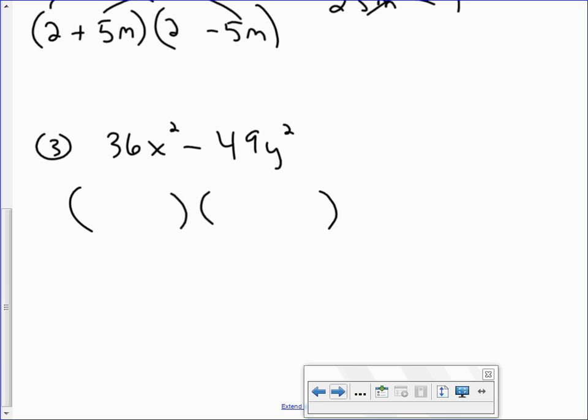One's got an X in it, and the other's got a Y in it. So what am I going to need to get 36x squared? 6x. And put the same thing in. 1 plus and 1 minus, and what will I need for 49y squared? 7. Okay.